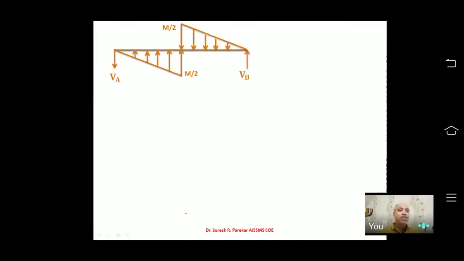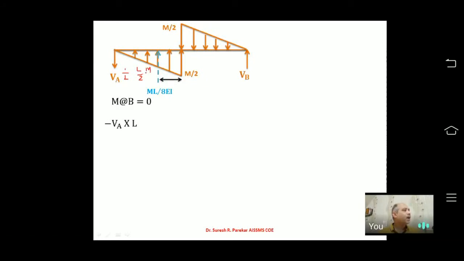Then we have to go for the values of reactions. Now we have moment about A equal to 0. So minus VA into L. Now we have this triangle, the first left triangle. So we have ML upon 8EI, from where we are going to get 1/2. What is the base? We have base as L by 2. What is the height? Then we have height as M by 2.